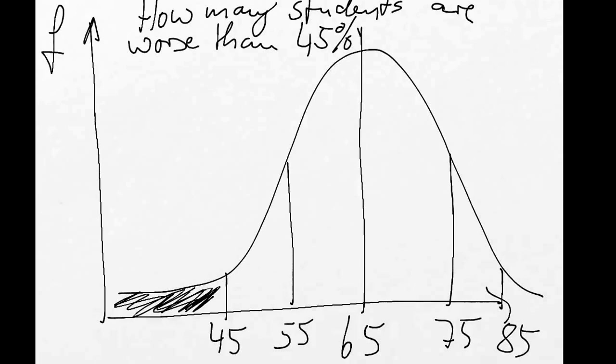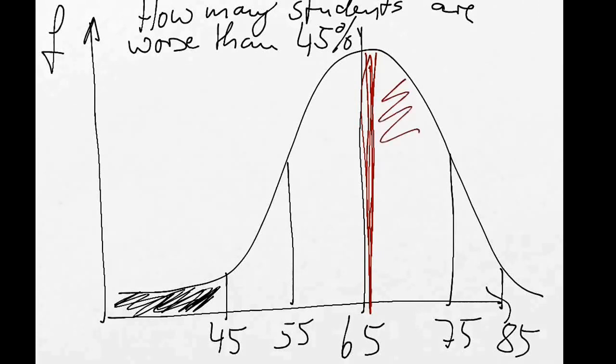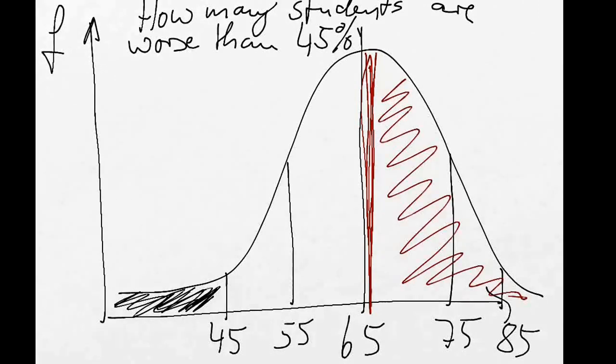Again, we just simply calculate the other way round. We calculate how many students are better than 45%. So, how many students are better than 65? How many are better than 65? 50%.